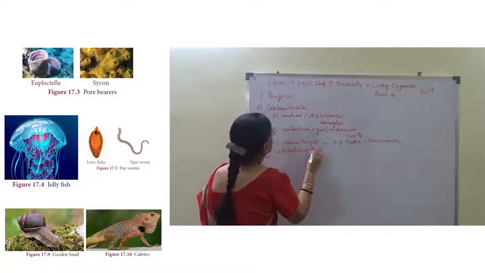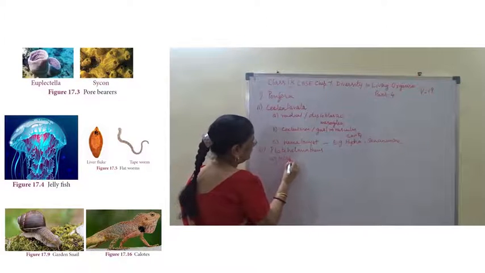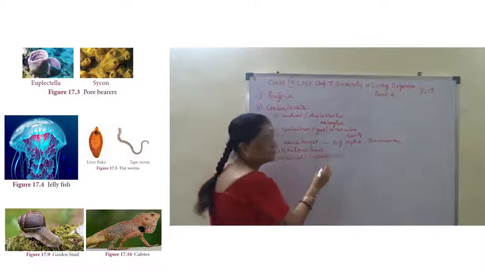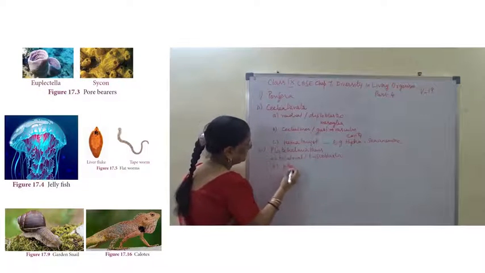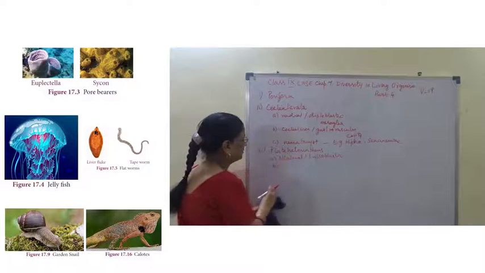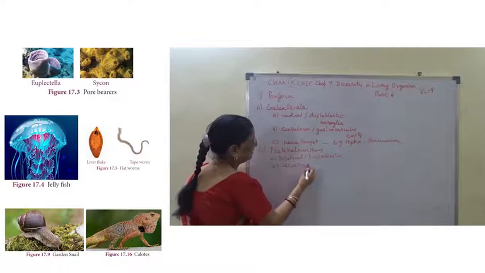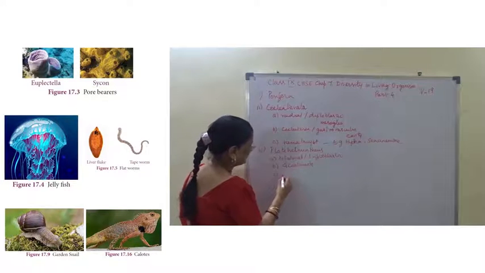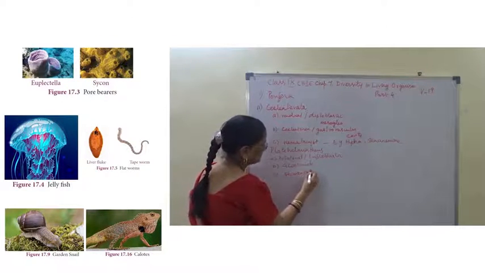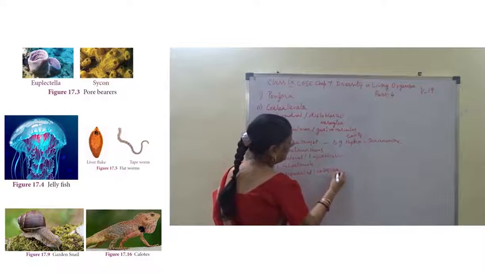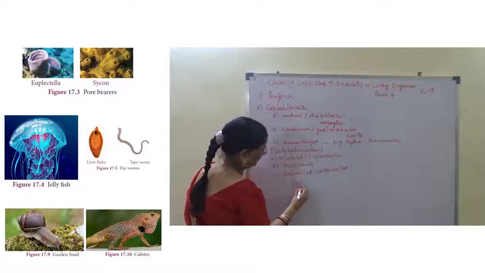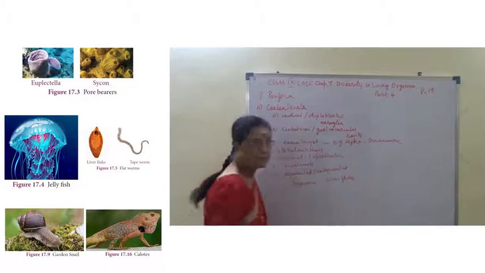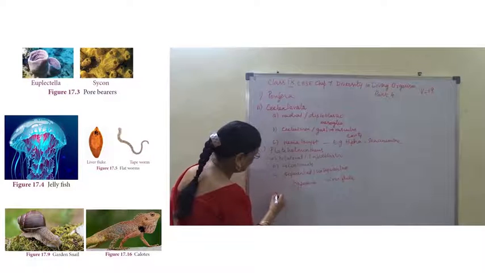Phylum Platyhelminthes. They are bilateral, triploblastic and acoelomate animals. Sorry, they are acoelomate, not pseudocoelomate. The body is segmented or unsegmented. Segmented, example, tapeworm. Unsegmented, example, liver fluke. Right? And mostly all of them are parasitic forms.